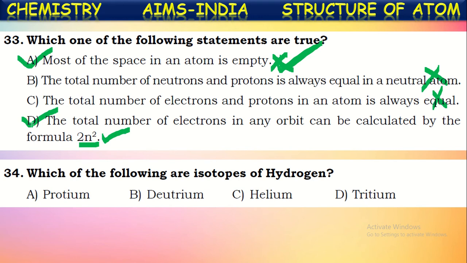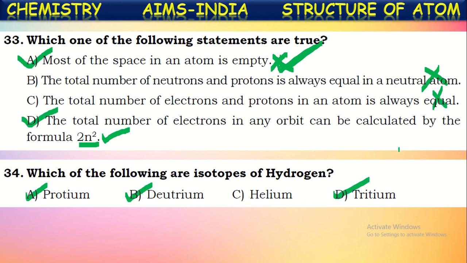Next question. Which of the following are isotopes of hydrogen? How many isotopes are there for hydrogen? There are 3 isotopes. What are those? Protium with 1 proton and 1 electron. Deuterium with 1 electron, 1 proton and 1 neutron. Next, tritium. Tritium is a radioactive isotope of hydrogen with 1 electron, 1 proton and 2 neutrons. So in this way, these three are the isotopes of hydrogen.